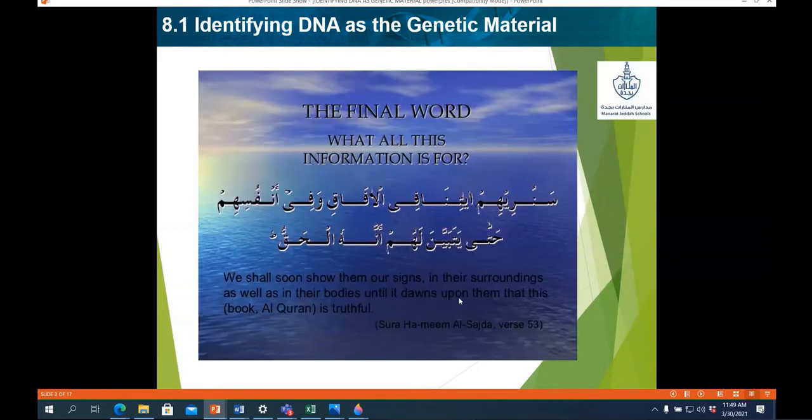Let's start with the verse from the Quran, which says, "We shall soon show them our signs in their surroundings as well as in their bodies, until it dawns upon them that this book, Al-Quran, is truthful." Subhanallah. We need to always bring faith in the book of Allah, ladies. Whatever is written in the book of Allah is true, and we need to bring faith in Allah and the book of Allah.